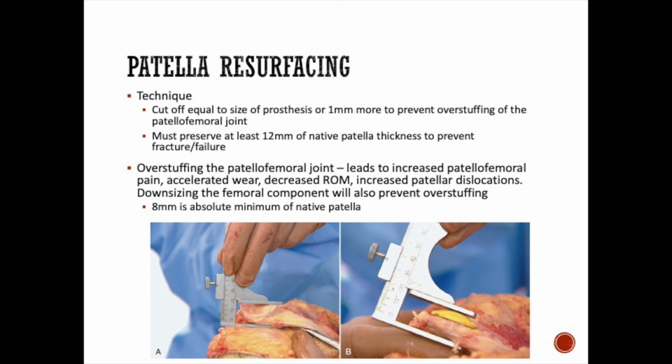Overstuffing the patellofemoral joint, as we just talked about, gives pain, accelerated wear, decreased range of motion, and increased patellar dislocations because of the stress and pressure on it that might want to spit it out of the trochlea. And so we just talked about what you want to try to preserve, but you want to never go below 8 millimeters of preserved patella. If you do, you will probably need some sort of augmentation or run into some problems with the patella.